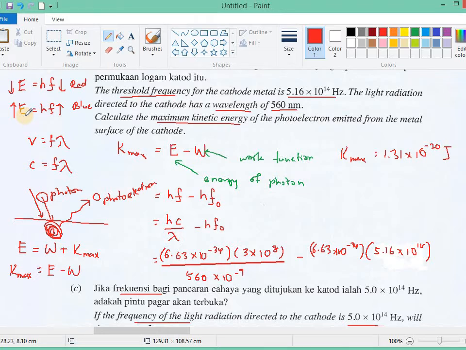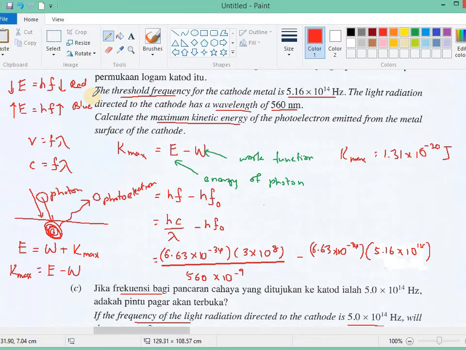And inside the visible light, we have red color light until blue, until purple color light, right? Red color light has the lowest frequency. Blue color light has the highest frequency inside the visible light. So for red color light, the photon has less energy. For blue color light, the photon has higher energy.